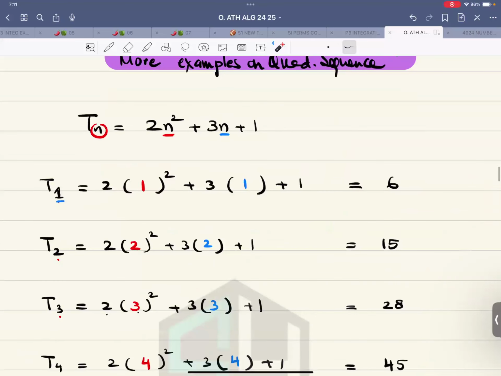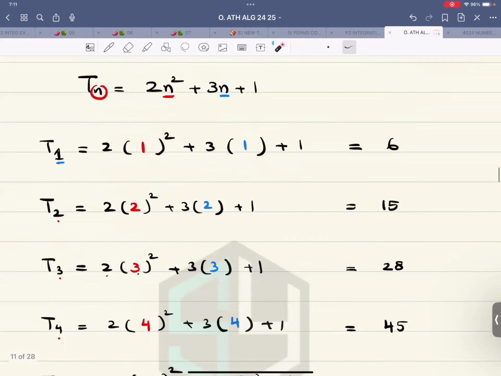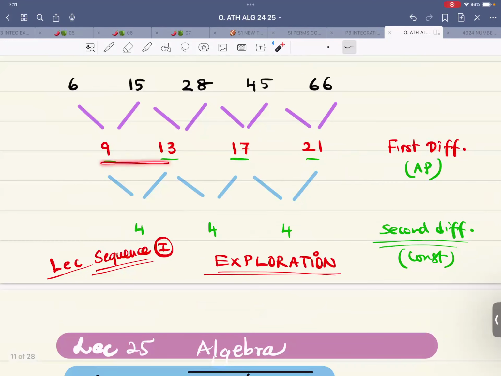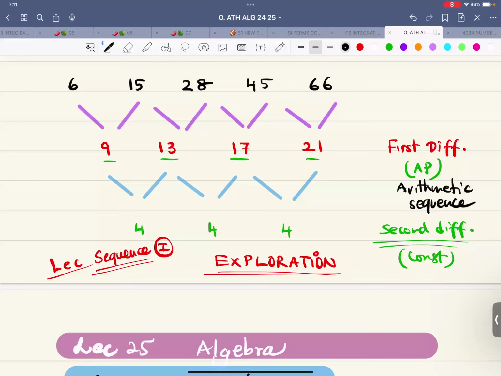More examples on quadratic sequence. 2n square plus 3n plus 1. Again, we obtain these 6, 15, 28, 45, 66. The first difference is an AP, arithmetic progression, arithmetic sequence. Let me write it over here, arithmetic sequence. I can sometimes use the word progression, sometimes series, sometimes sequence. For our purposes, they all mean the same thing. And then the second difference is constant. Therefore, it's a quadratic sequence.